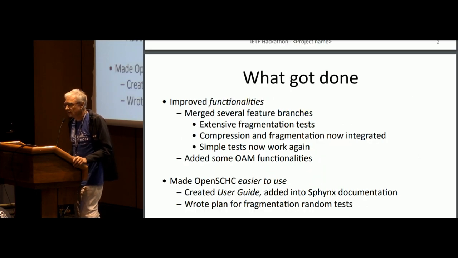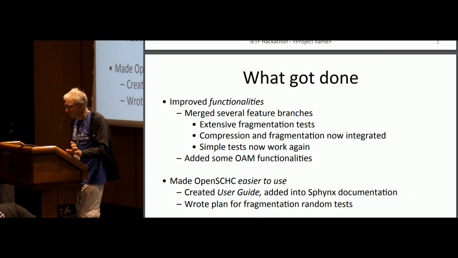What we got done this weekend was merge several feature branches in our project. We had separate developments over the last few months, which resulted in basically the compression being in one branch and fragmentation in another branch. We merged that so that they're now fully integrated, and we got the basic tests running again, with a few details to be ironed out yet. One of the branches provides the new fragmentation mode that was introduced last fall, including extensive testing of that. We added a few other functionalities, simple OAM stuff like ping responses.